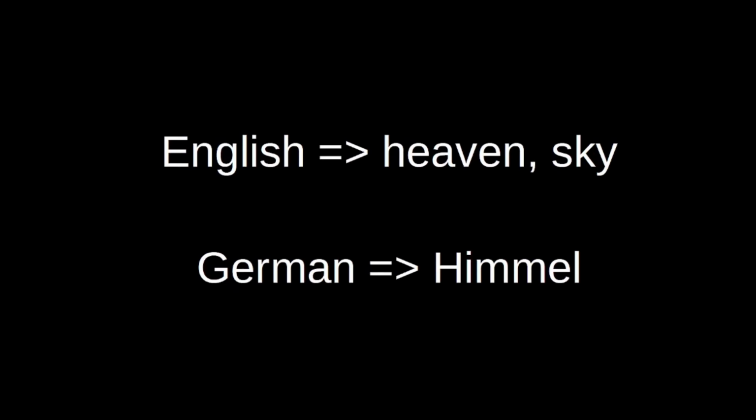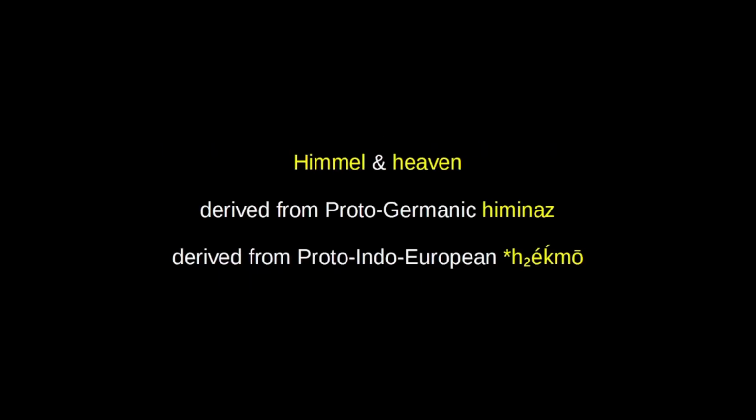In English, there's the heaven as a kind of spiritual place where people go after they die. And there's also the sky, which is a physical place, the place where clouds are and planes and all sorts of things. In German, you only have Himmel to express both heaven as a spiritual place and the sky as a physical place. The words Himmel and heaven both derive from the Proto-Germanic word himinas, and they are in turn derived from the Proto-Indo-European word hekmo.